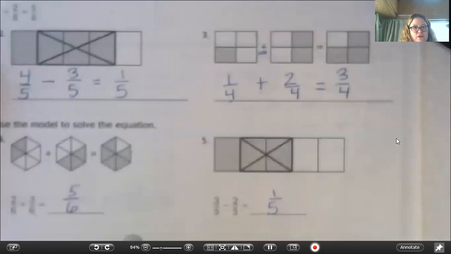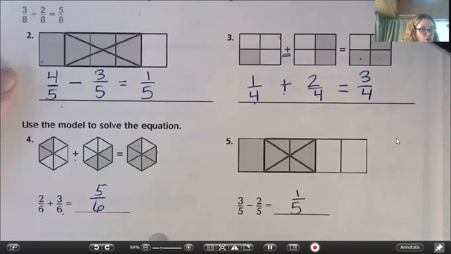So that is how you add and subtract fractions with like denominators using models.